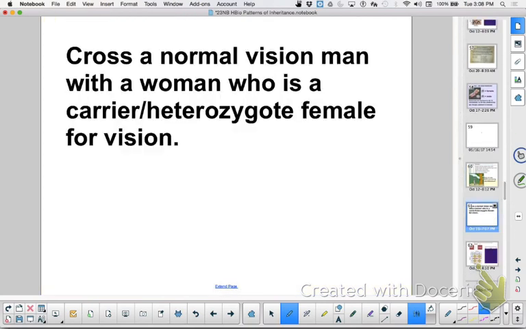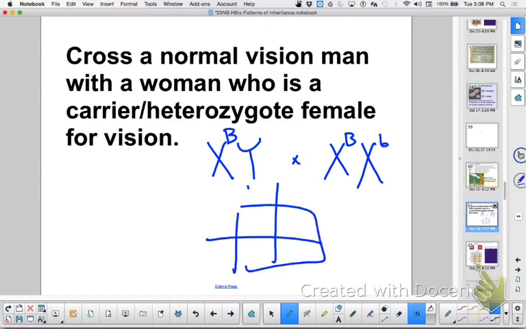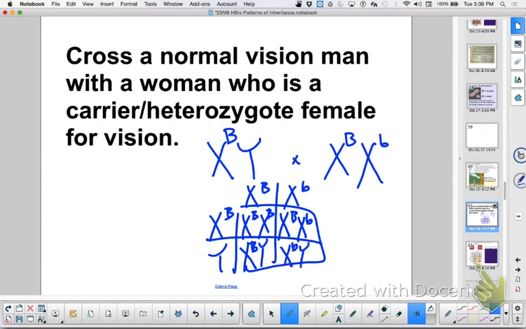Okay, so let's cross this. A normal vision man, what would that be? First of all, this is a man. Normal vision, so big B. Exactly, X big B, Y. Crossed with who? For sure it's going to be a girl if you're going to do it genetically. Big B, small B. So she's a carrier, a big B and a little b. So I'm going to have X big B, X little b, X big B, Y. So this would be a normal female. This would be a carrier female. This would be a normal male. And this would be a colorblind male. Whenever you do sex-linked crosses, you have to put it up as a superscript.